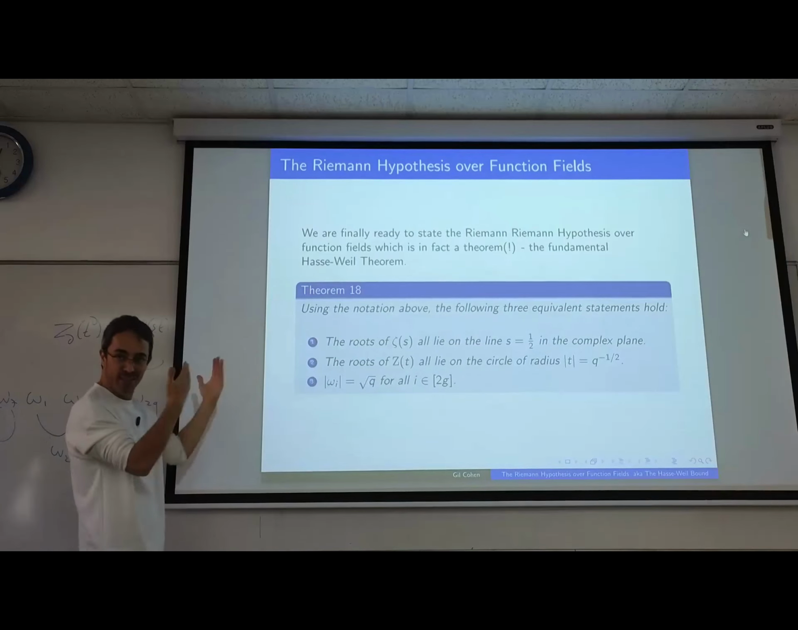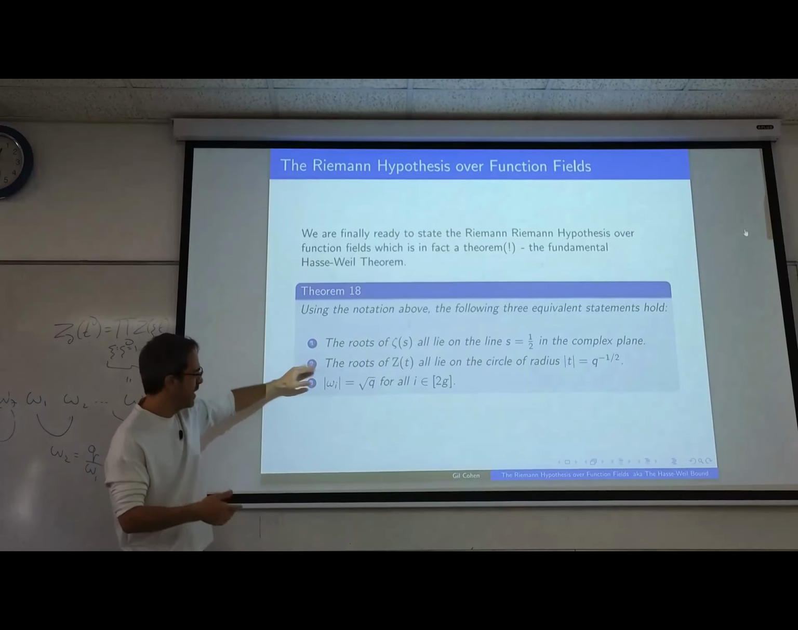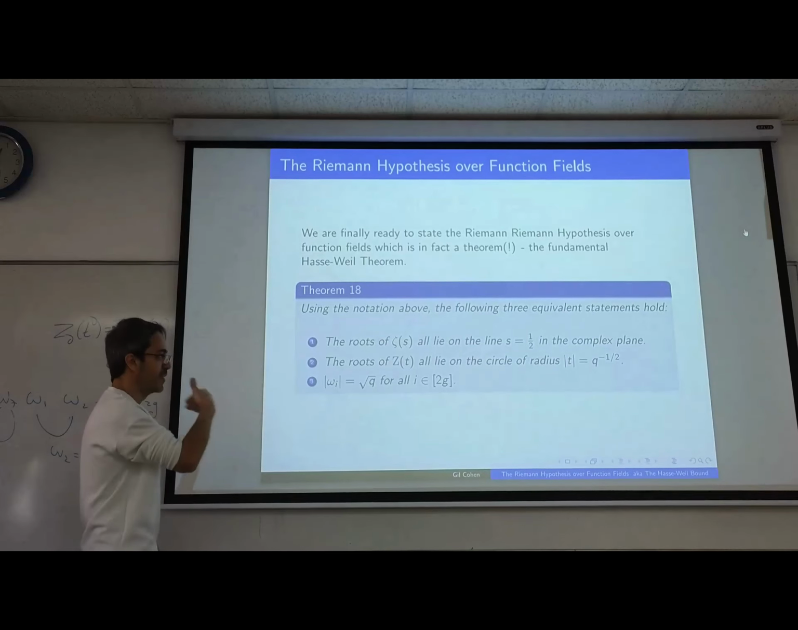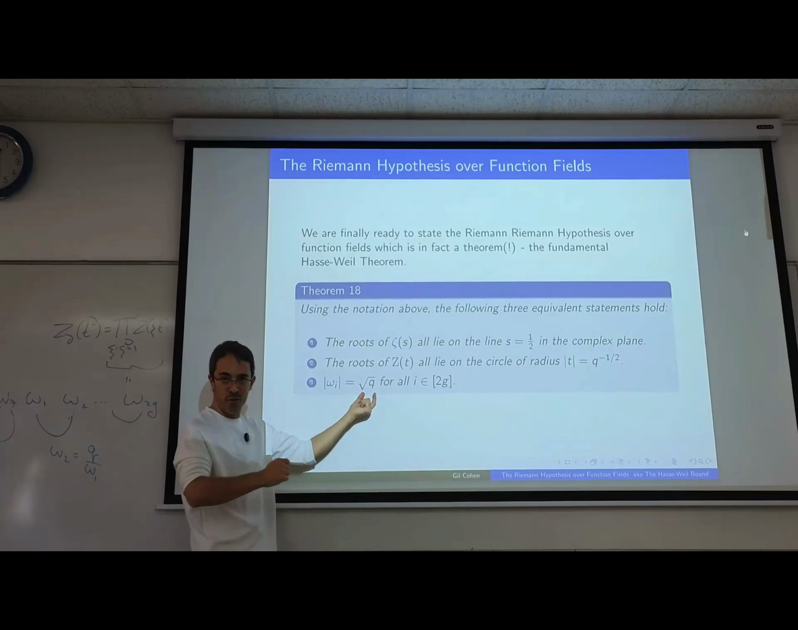So that is true actually. That's a theorem, and that's what I said here. It's the same thing. The equivalence is obvious, but the proof of any of them is not. So the omega i's all have modulus square root of q.